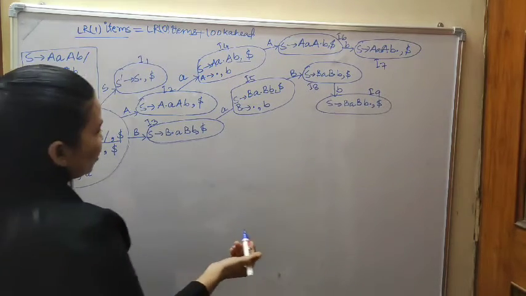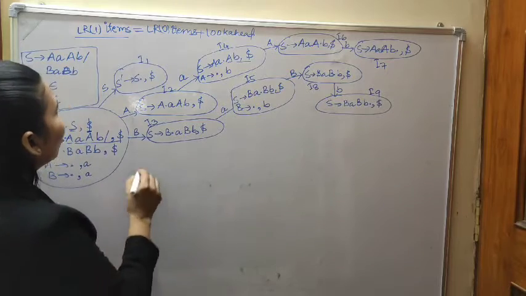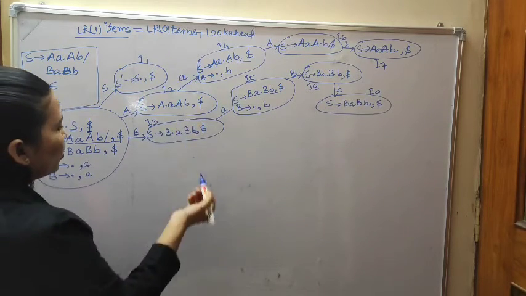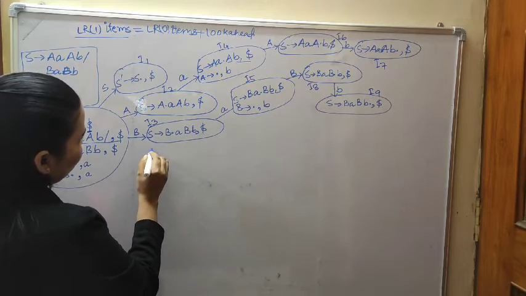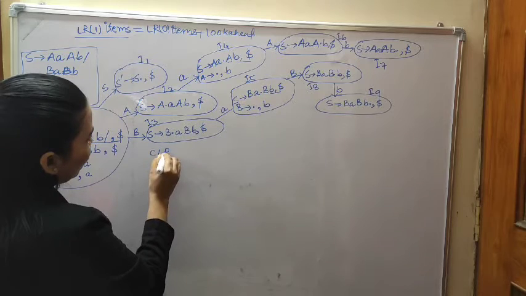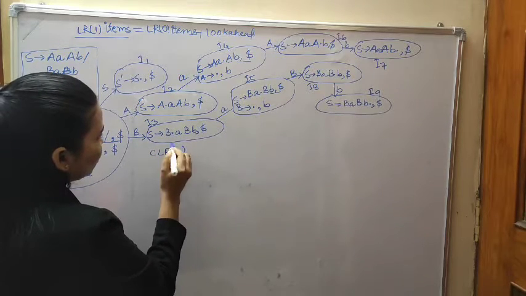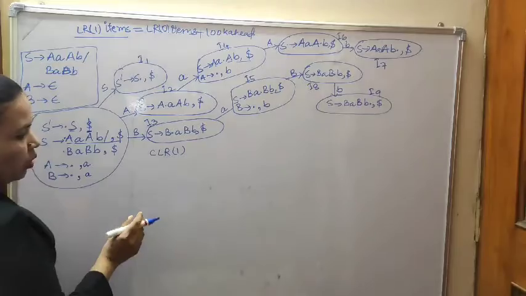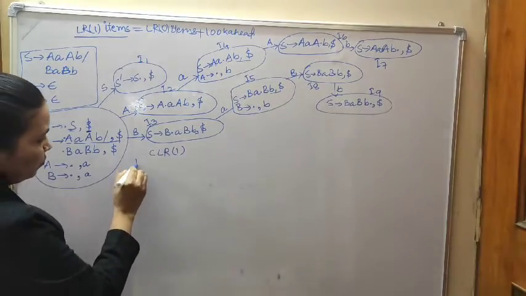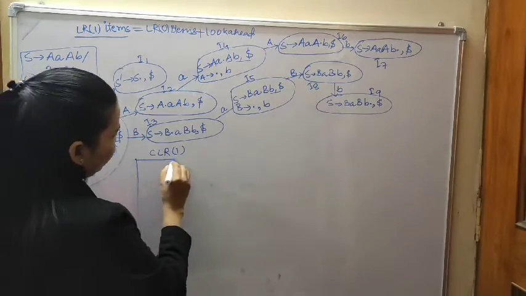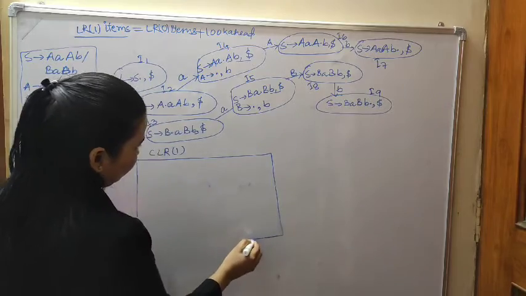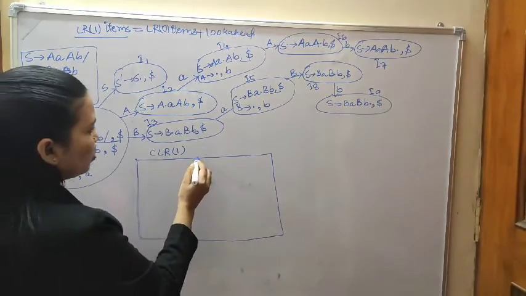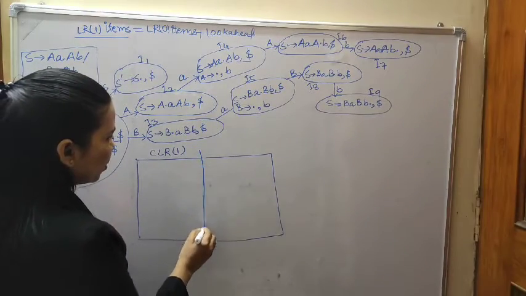So now we will construct the LR1 parser table. So the LR1 parser table, that means write the canonical LR1 parser table. So how many states will come? 9. The same things, in the action and goto part we will write.